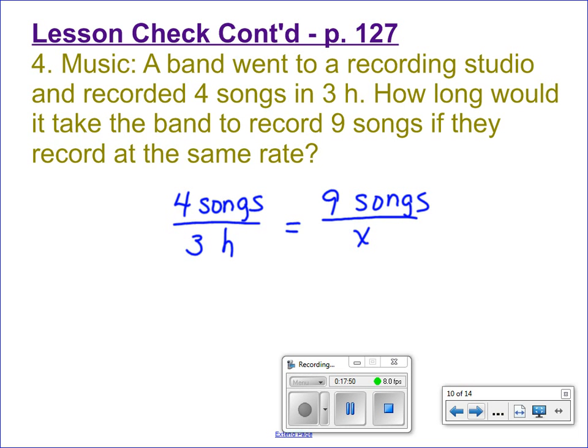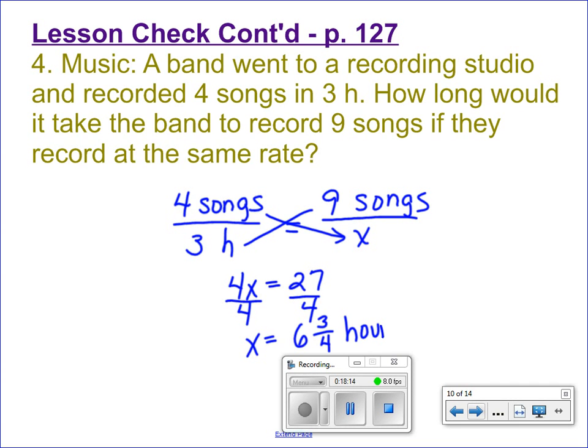Okay, so let's cross multiply. 4 songs times x is 4x. 3 hours times 9 songs would be 27. And dividing by 4, I get x is equal to, and let's see, 4 goes into 27 6 times with 3 left over, so 6 3/4 hours is how long it would take the band to record 9 songs, given that they can record 4 songs in 3 hours.